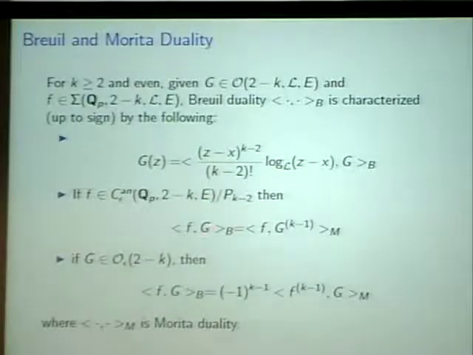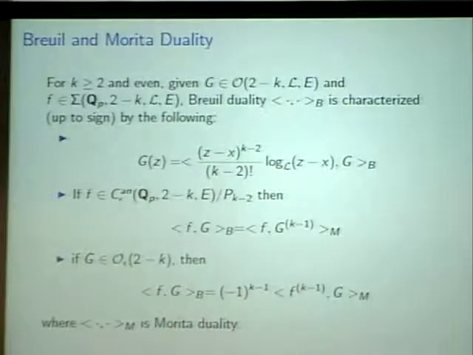Basically, this relates Broglie duality to Morita duality. Essentially, if you happen to pick a function in this space which turns out not to have any logarithmic poles, then instead of taking the pairing with respect to the Broglie pairing, you take the k minus first derivative of your function. The other way around: if g happens to have no log terms, maybe because when you integrated it, it had no residues, then if you want to compute the Broglie pairing, what you do instead is take the k minus first derivative of f, which will eliminate its logarithmic singularities, and you take the Morita pairing.